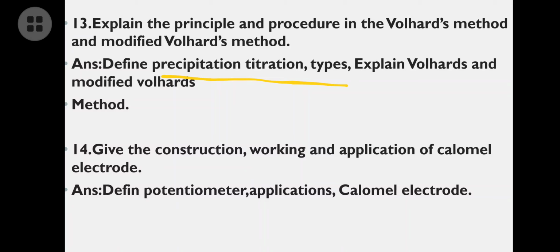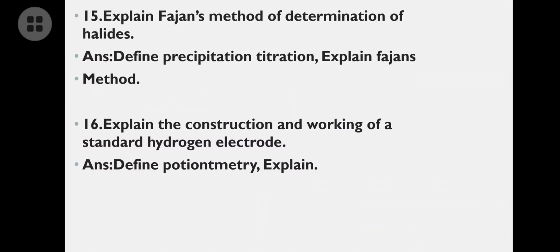Then give the construction, working and application of the calomel electrode. Same, potentiometry, application, calomel electrode. In that you have to write the construction, principle, working, applications. 15th one, explain Fajan's method of halides. Here also precipitation titration, types and all, and you have to explain Fajan's method. Reaction and principle are mandatory.